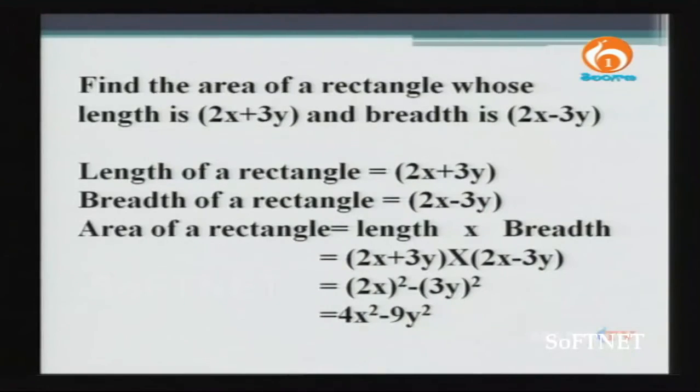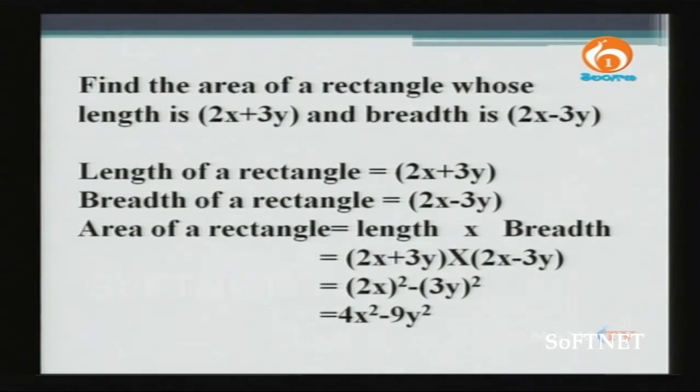Here the first one is: find the area of a rectangle whose length is 2x plus 3y and breadth is 2x minus 3y. Once again I will repeat the question. Find the area of a rectangle whose length is 2x plus 3y and breadth is 2x minus 3y. Maybe you understand this. This question is based on the algebraic identity (a plus b)(a minus b) equals a square minus b square. This awareness is very important. Why did you choose this identity?